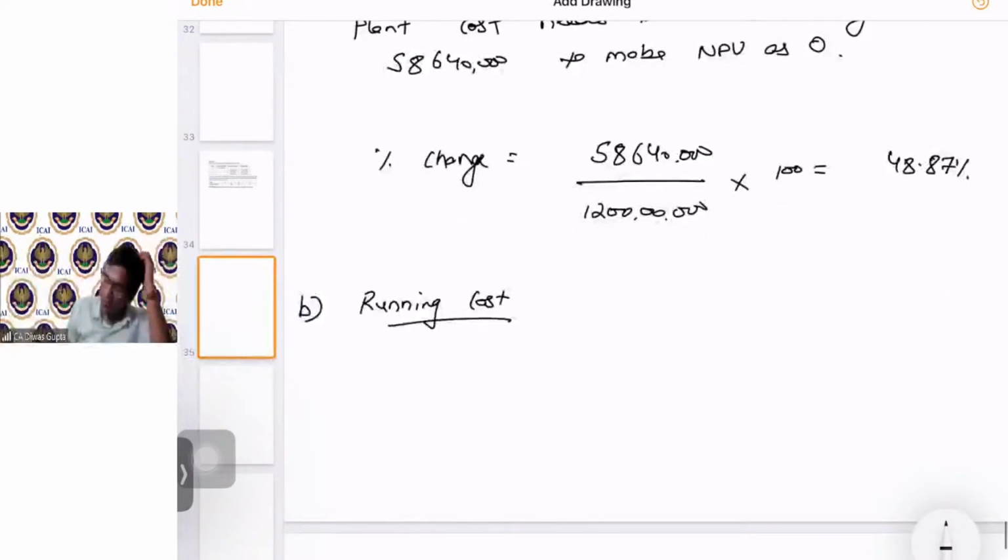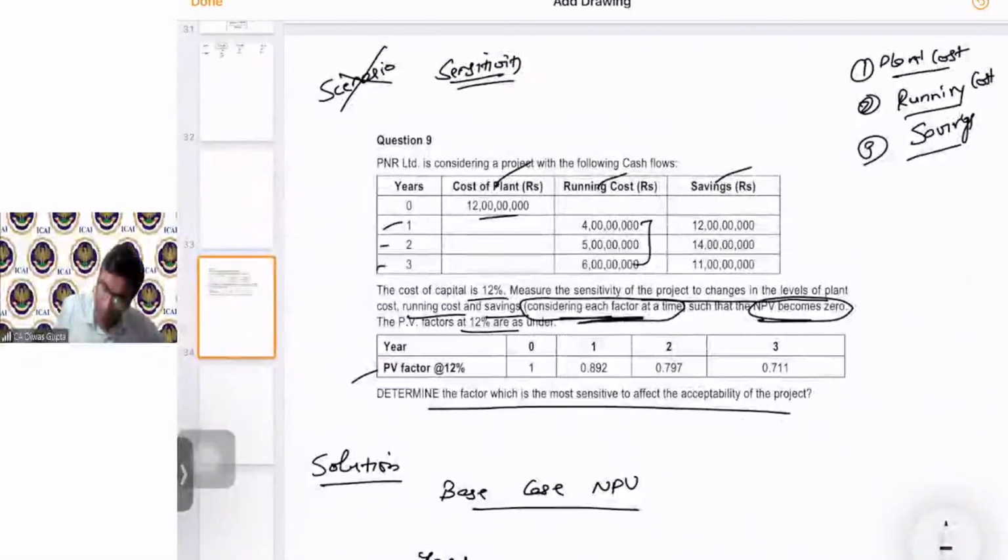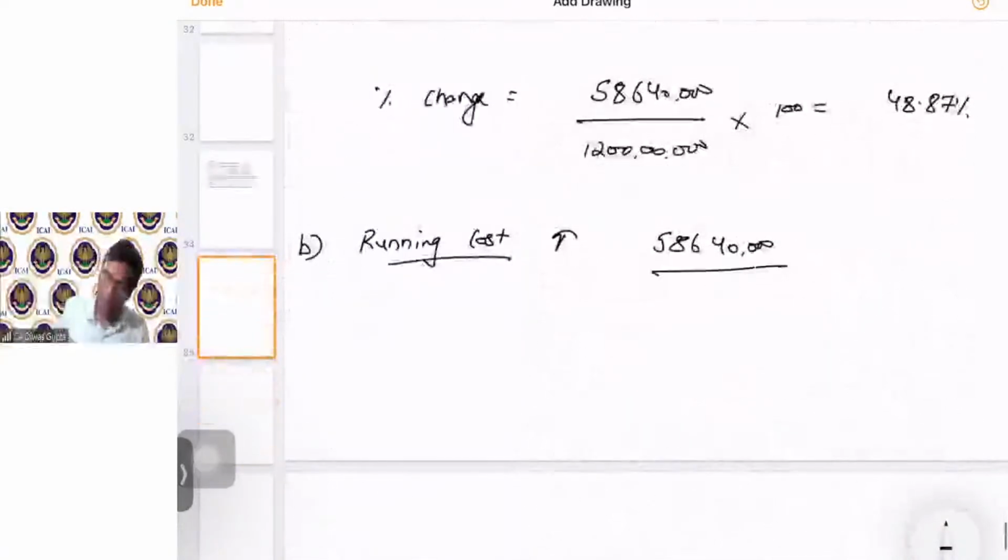So ultimately, running cost needs to be increased by 5 crore 86 lakh 40,000 across all the 3 years, correct? But we are not going to allocate this to the 3 years. What we will do is take the present value of this running cost as the year zero cost, correct? Because if we arrive at the present value, then that is the current running cost. That has to be increased by 5 crore 86 lakhs to make the NPV zero, correct? I will show you how.